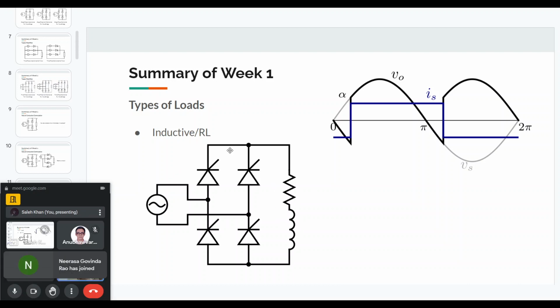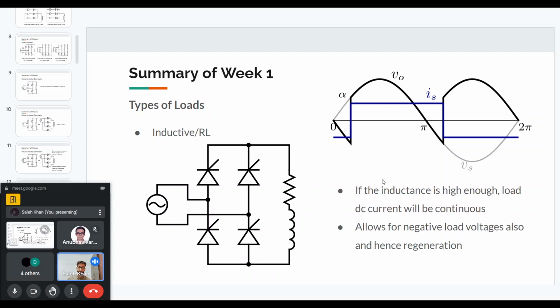So for example, here I've shown a single phase full bridge fully controlled circuit. And as you can see, the supply voltage is Vs. And after an angle of alpha, we are giving the pulses to the thyristors. So the voltage then comes across the output. And because of the inductance, the load current is constant and ripple free. So that is reflected in the source current as well. The source current is like a square wave.